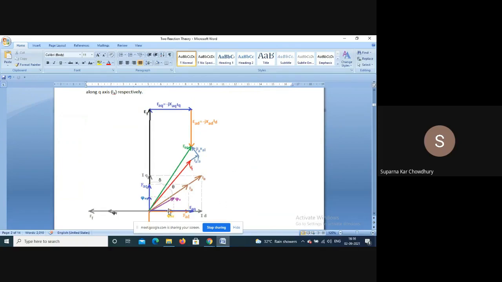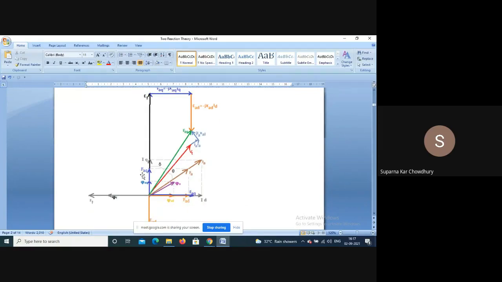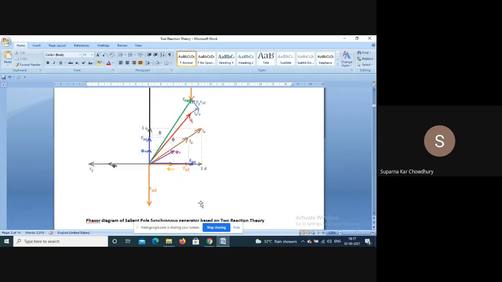Now, the effect of this armature reaction FAD will be mainly magnetizing or demagnetizing, and the effect of FAQ will be distorting. Any current can be divided into two components, and we can dissociate them and take their effects independently. When we consider only the direct axis current and direct axis MMF, that reluctance we can consider constant in the direct axis. Similarly, it is constant in the quadrature axis.